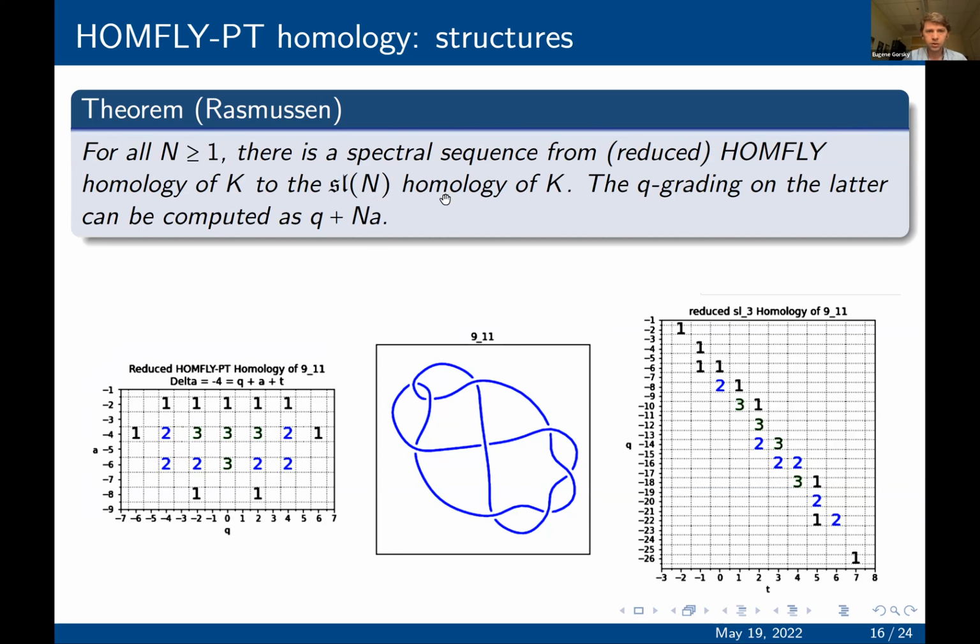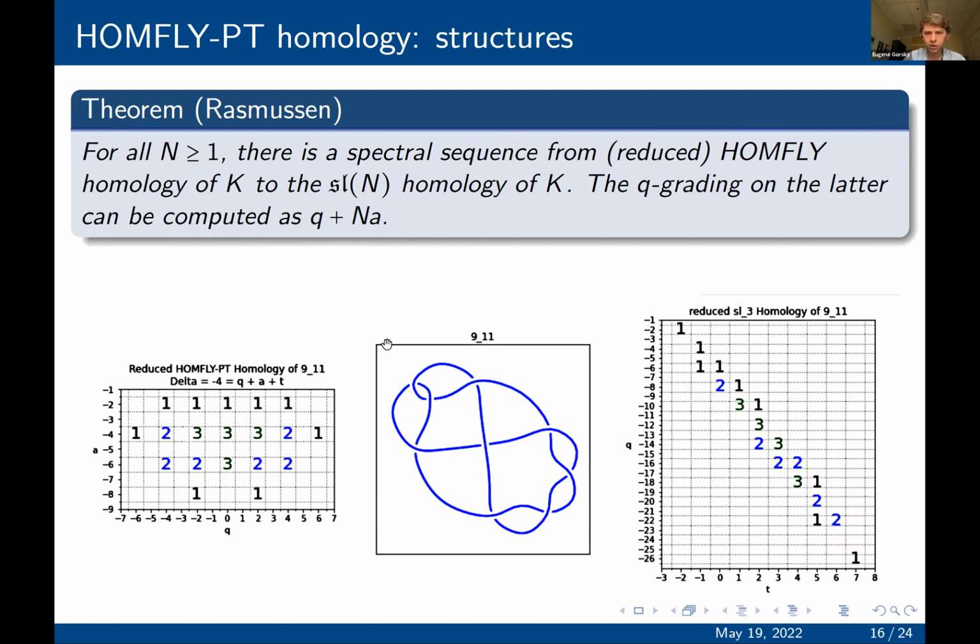And this spectral sequence, so you have three gradings on HOMFLY homology. You have two gradings on SL_N homology, and so the q grading on SL_N homology is collapsed. It's like q plus N times the a grading. So there is some kind of regrading and collapse of three gradings into two. And here is an easy example when you can do everything by hand.